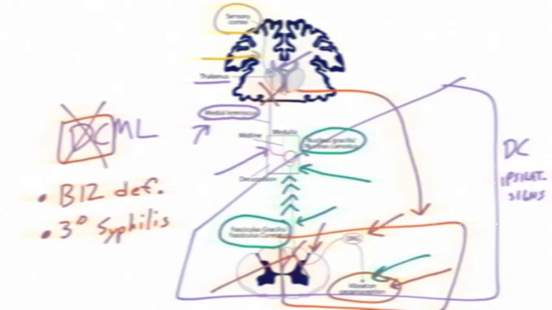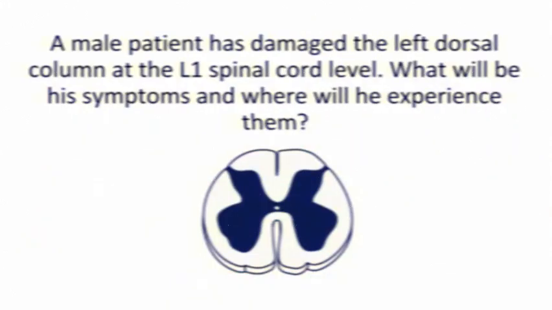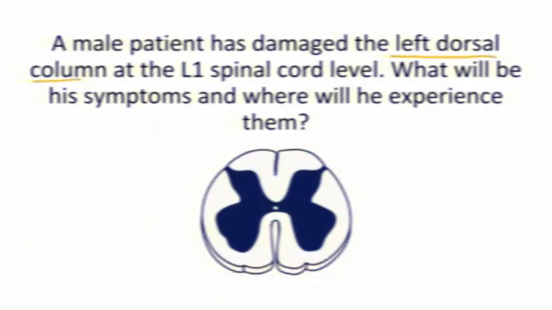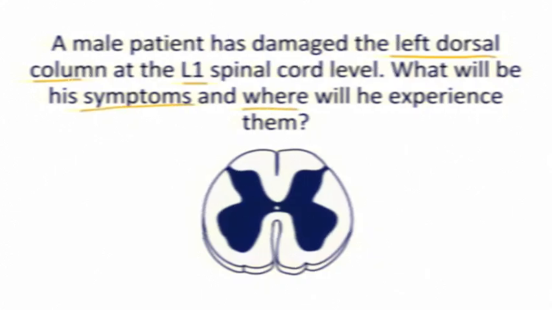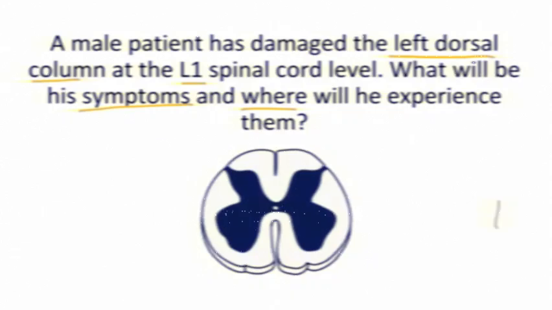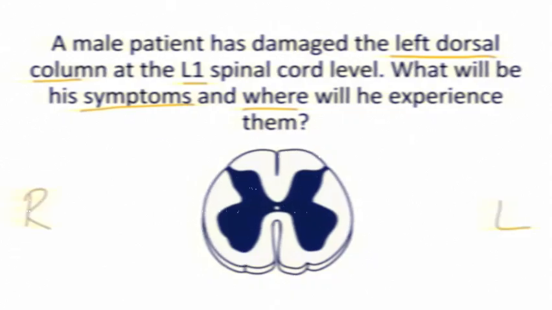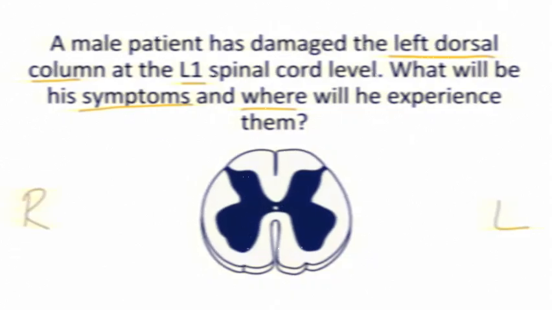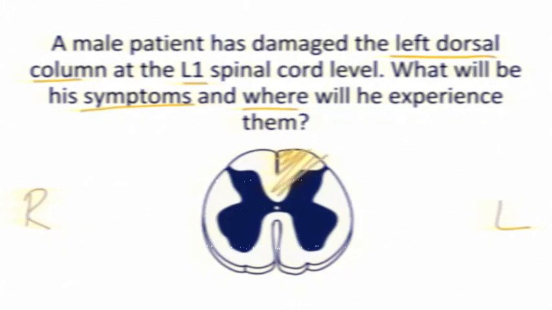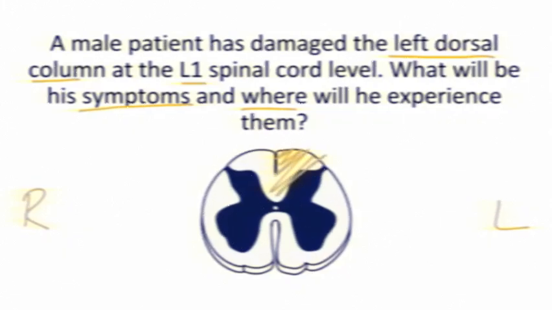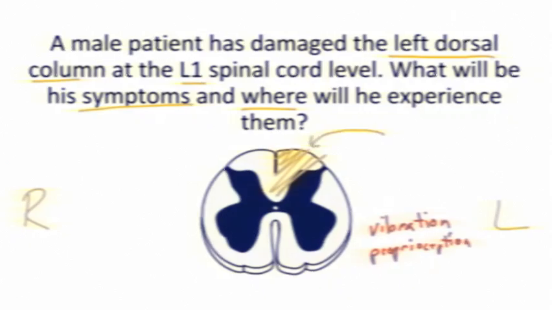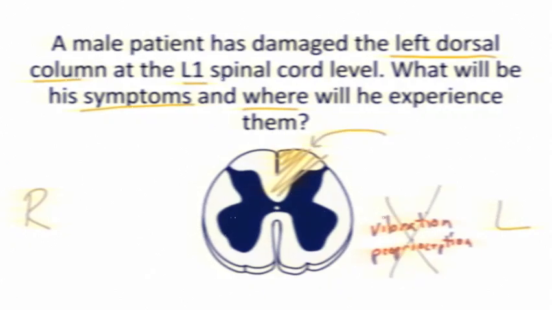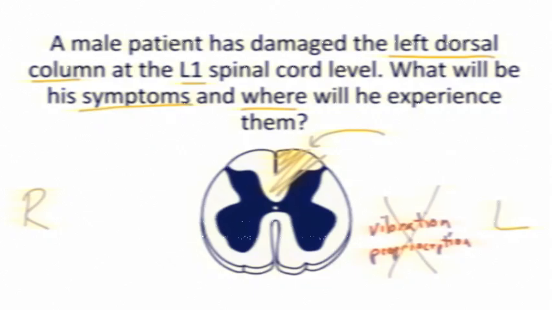So now let's dive a little deeper with a question. A male patient has damaged the left dorsal column at the L1 spinal cord level. What will be his symptoms and where will he experience them? Okay, so this is the patient's left and this is the patient's right, and he's damaged the dorsal column on the left side, over here. We know that the dorsal column carries vibration and proprioception. So if this patient has damaged the left part of the dorsal column, he will lack vibration and proprioception. The only question that remains is where will he experience them?